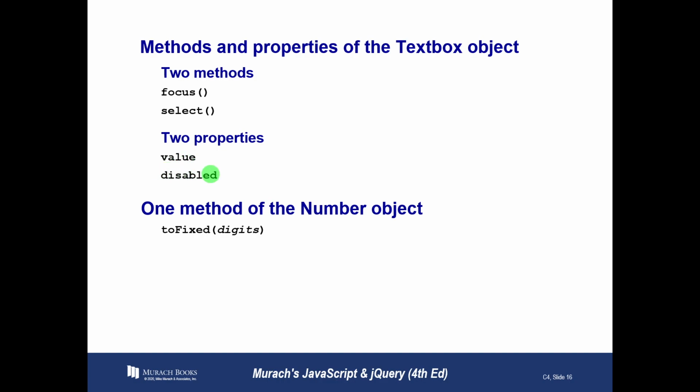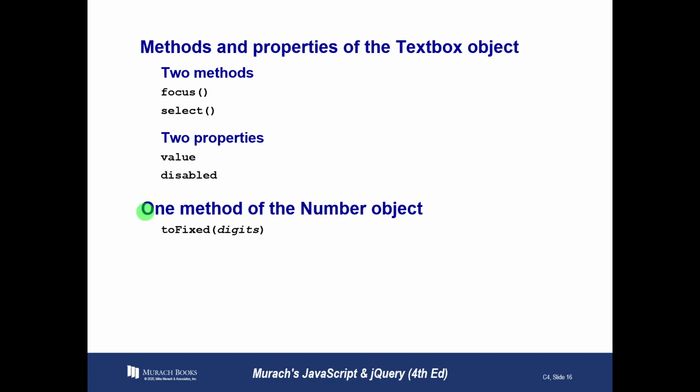There's also a disabled property. The disabled property is a Boolean value. If we set that to true, we're making disabled equal true, we're disabling that text box so a user can't type anything into it. And if we set disabled to false, it will not be disabled anymore and the user will be able to type into it. So those are a couple of properties we can use with a text box object.